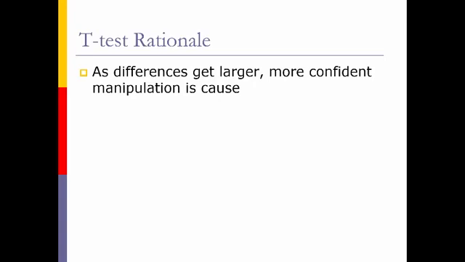Now again, we want that chance variable to be very small, about 5% or less. So if we use our 95% level of confidence, we can probably say that at least 95% of the time we're very confident that the manipulation did cause the change, increase or decrease, in whatever outcome we were looking at.